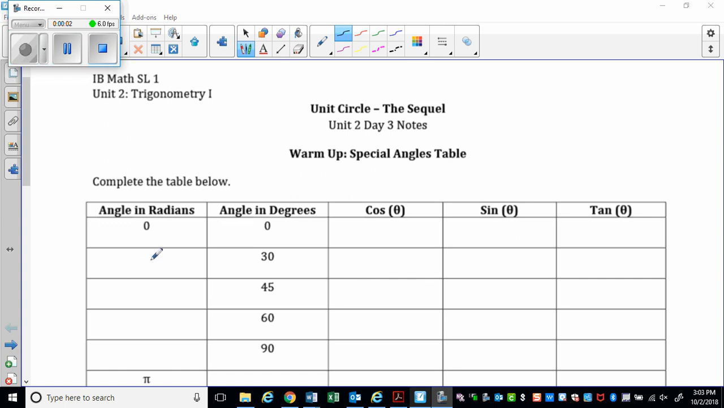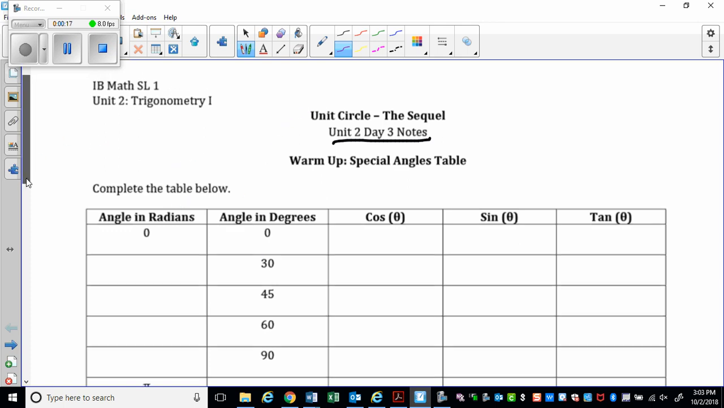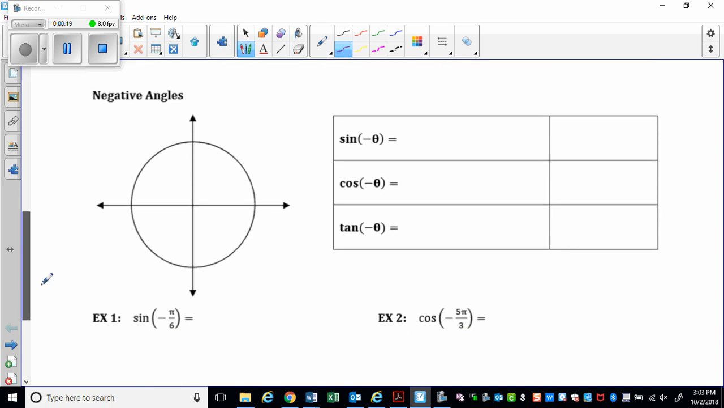Good morning. So for the Unit 2 Day 3 notes, I want you guys to just do this as a warm-up so that you can practice for your quiz. Today we're going to go over, just do more of the unit circle. Let's talk about when we have negative angles.